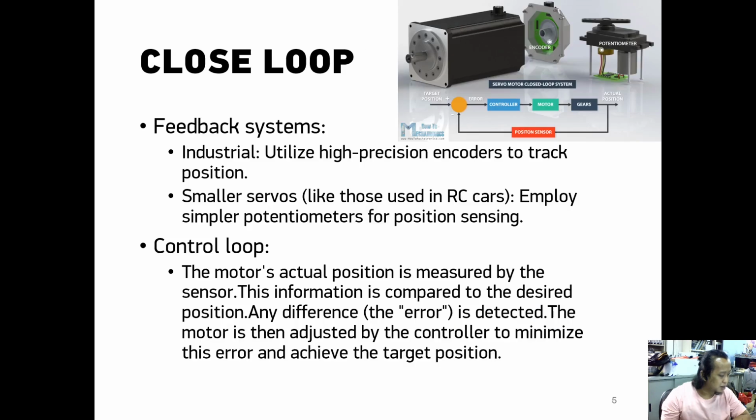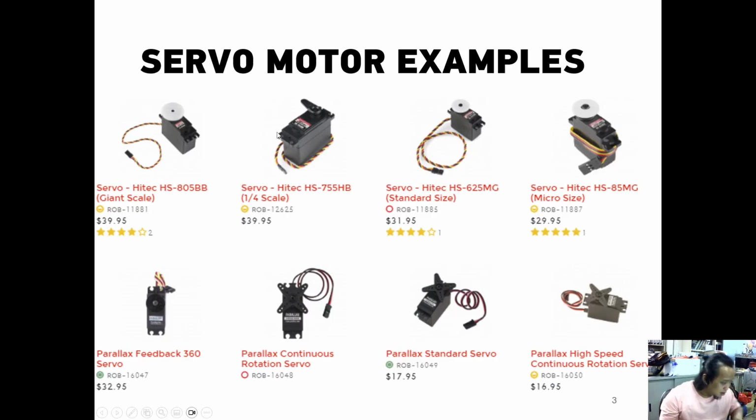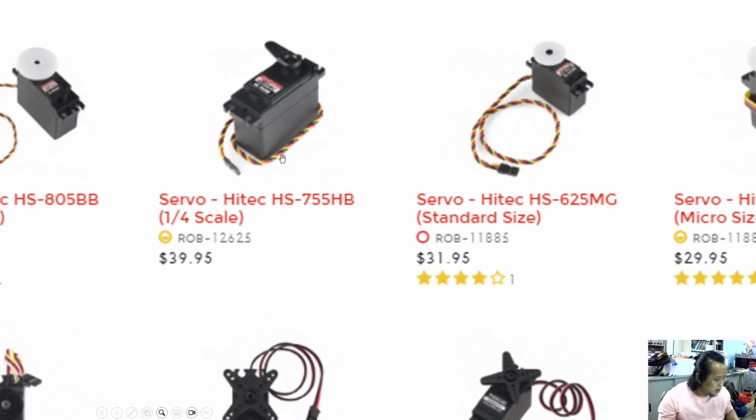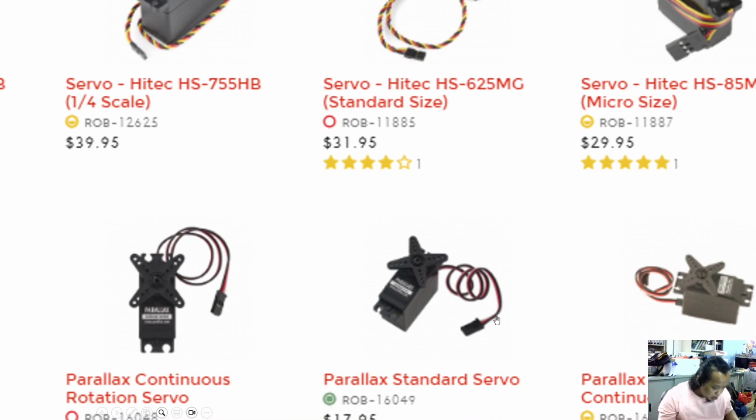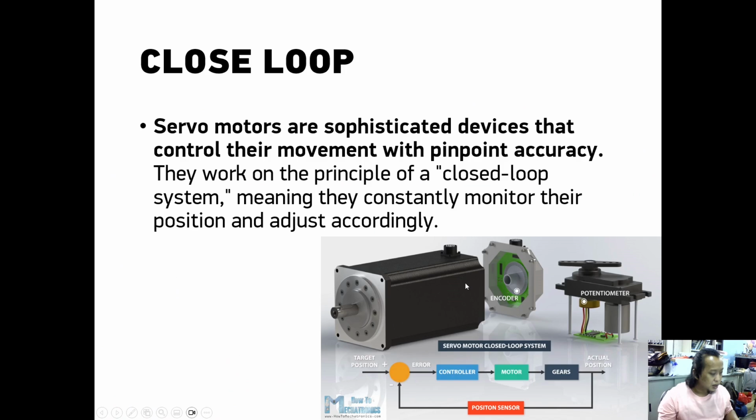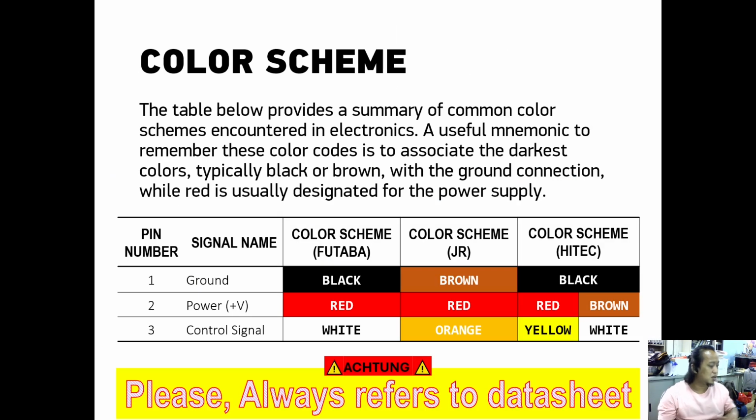And this is the color scheme. As I said before, we can see that the color is mostly black, red, yellow, but this one is different: black, red, white maybe. Okay, so this is the color scheme. The table below provides a summary of common color schemes encountered in electronics. This is a mnemonic, easy to remember. In this color code, the darkest color, usually black or brown, is usually connected to ground, while red is usually connected to power.